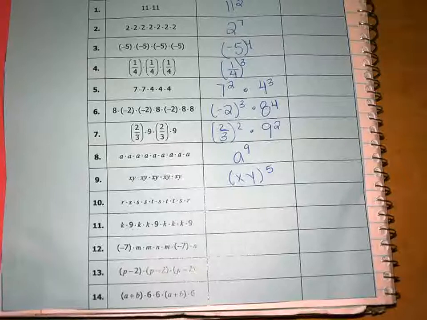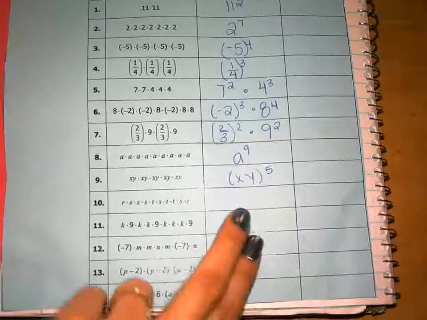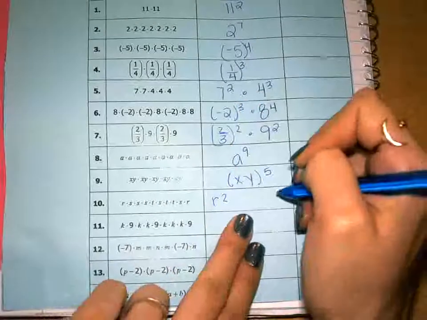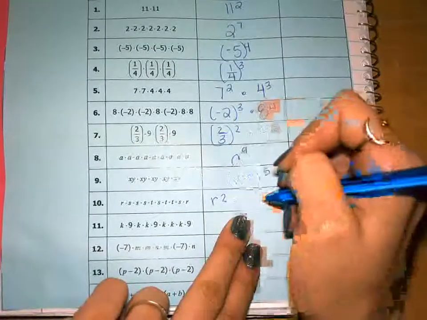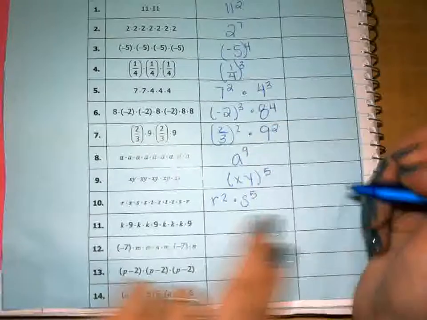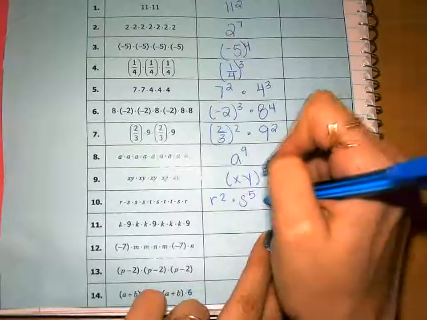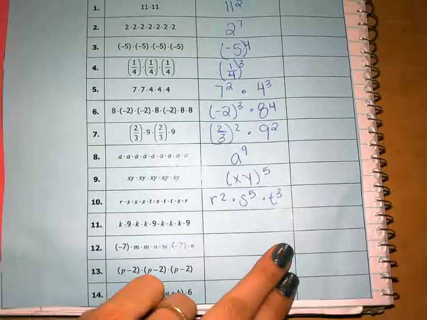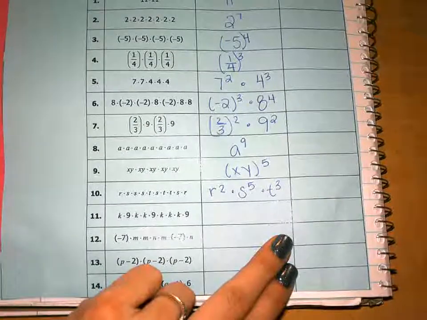Alright, guys, let's answer them. Jacob, what'd you tell me for number 10? I said r to the second power times 5 to the fifth power and s to the fifth power times e to the fifth power. Excellent. Nicely done.